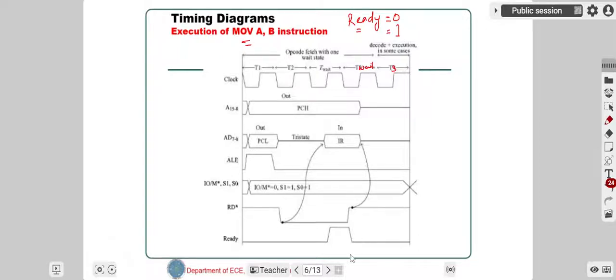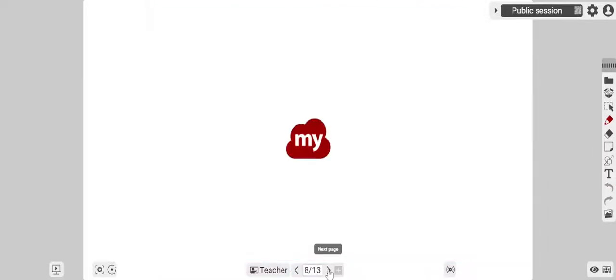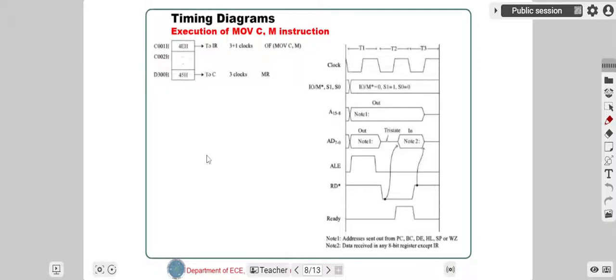and it is specifically for the MOV A comma B instruction. So what will happen if suppose we have to execute the MOV C comma M instruction? Let us see the timing diagram for this instruction, which is MOV C comma M. In the last previous section we have seen the execution of MOV A comma B, where we can see that only the contents of the B register are copied to the accumulator. But what will happen here? What is the general description of this instruction?